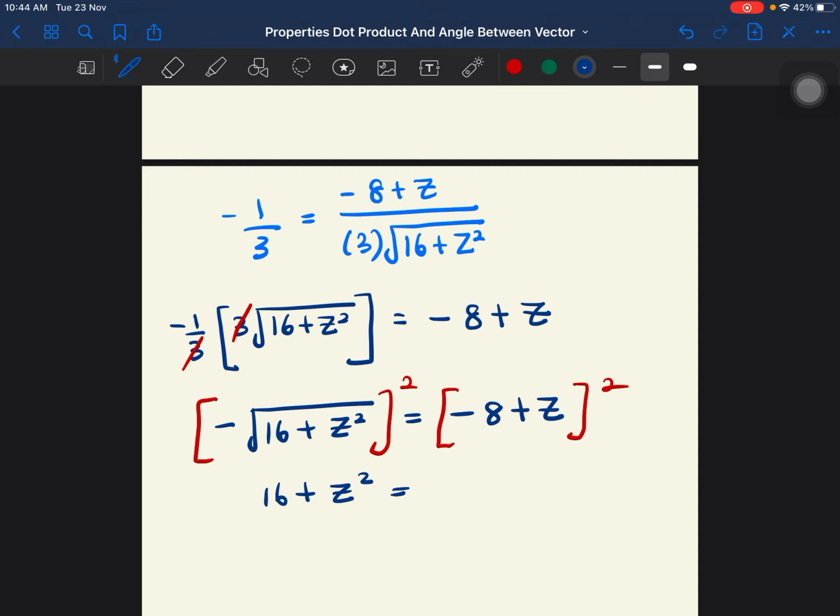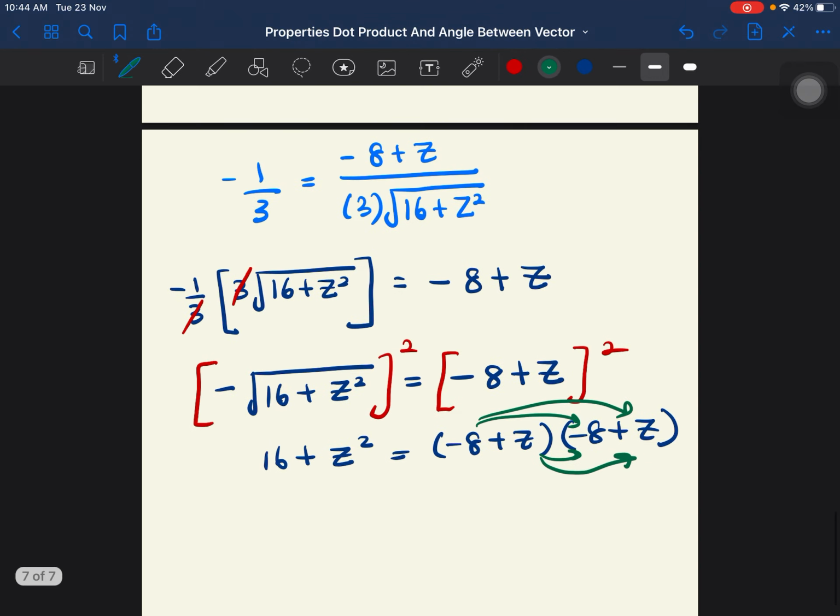z squared is equal to, so what happens on the right hand side? You need to expand, so that you will have negative 8 plus z multiplied by negative 8 plus z. So you need to expand it. Expanding this one will give you 64 minus 16z plus z squared.